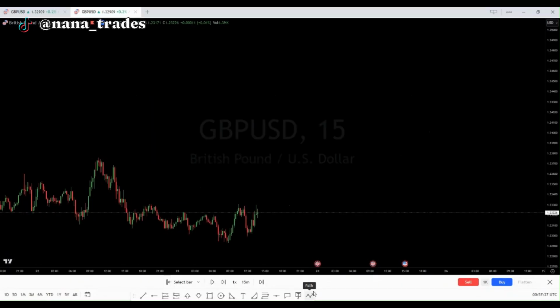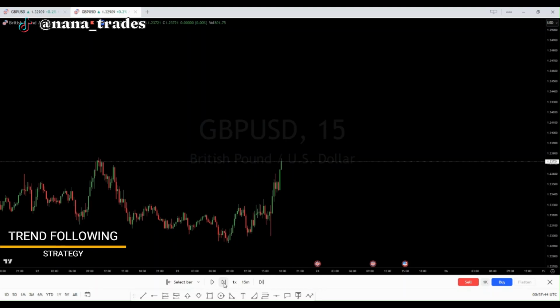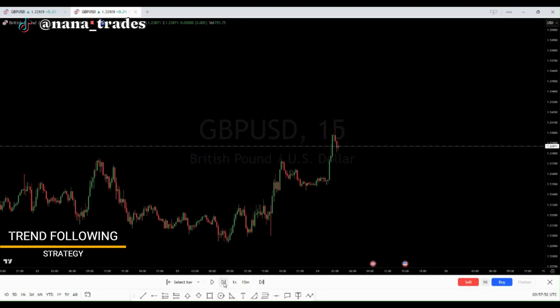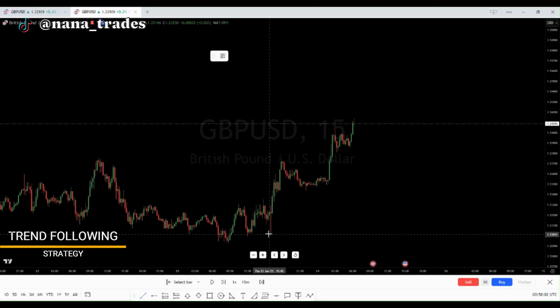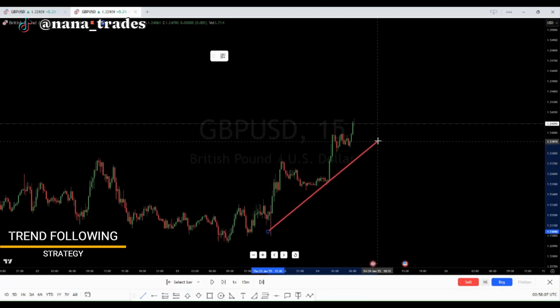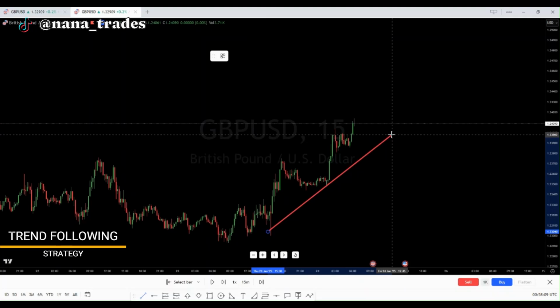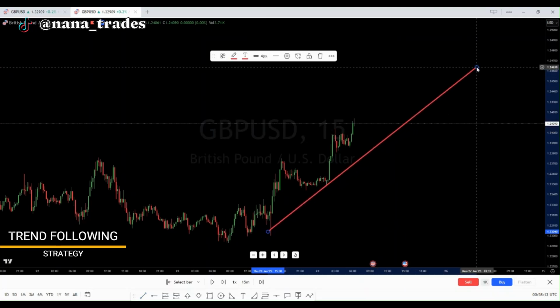Now let's take a look at this particular example. Okay, so I come to the chart and then I see the market moving upwards. Okay, so price is now making an uptrend, and then you pick your trend line tool. All right, this is my trend line tool. So I pick my trend line tool and try to establish a trend line from this point to here. Okay, let me extend this to here.